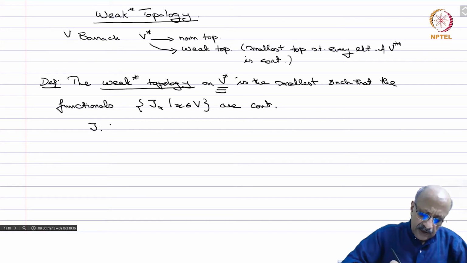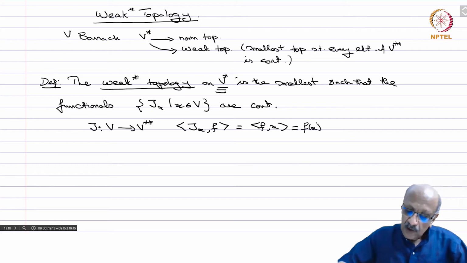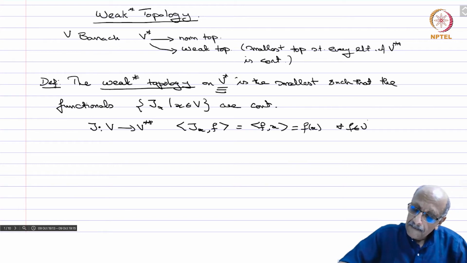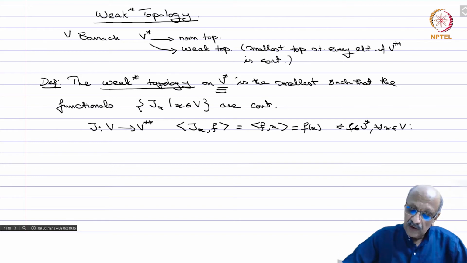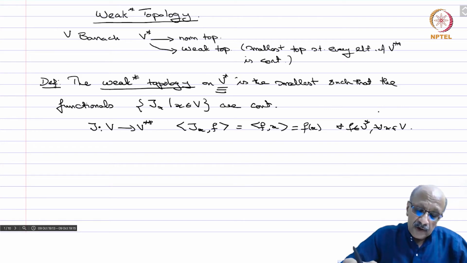Recall, J is the canonical embedding from V into V double star. Jx acting on any f is nothing but f acting on x, which in the old notation is f of x. Of course, this is for every f in V star, for every x in V. So V double star, all elements of V double star continuous, that's the weak topology, but we are only now asking for a smaller number of functionals, namely the functionals of the form Jx to be continuous, and therefore this gives you a smaller topology.